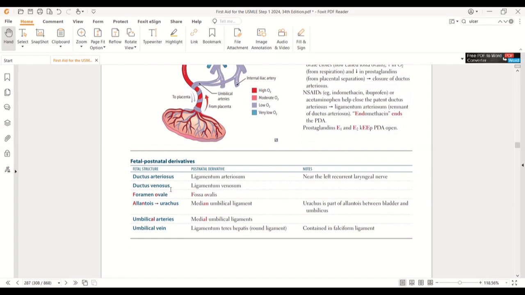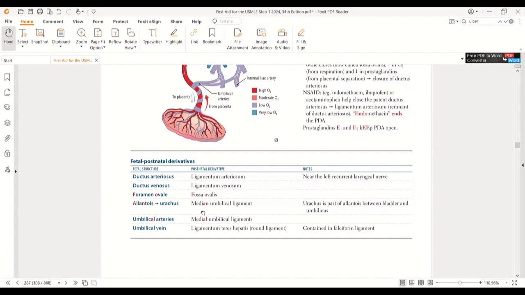Yes, so blood will leave from the right atrium to the left atrium. Okay, allantois, median umbilical ligament. This allantois has so many clinical correlations. We will discuss these correlations in the reproductive chapter as well.